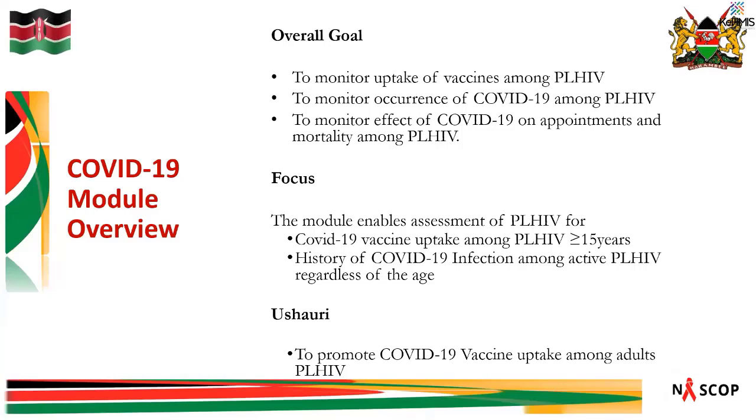So the focus of this module is COVID-19 vaccine uptake among PLHIV who are above 15 years, according to the ministry's guideline. Initially we were at 18, but once the revision was made to include 15 years and above, the same adjustment has been made in the EMR.